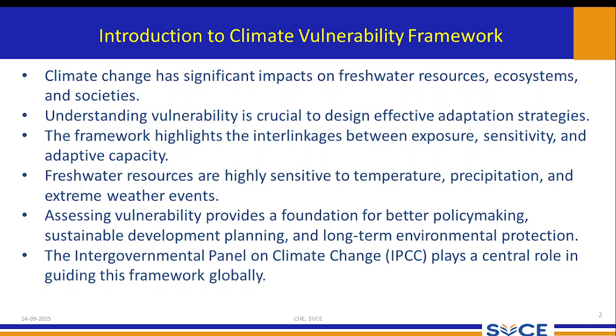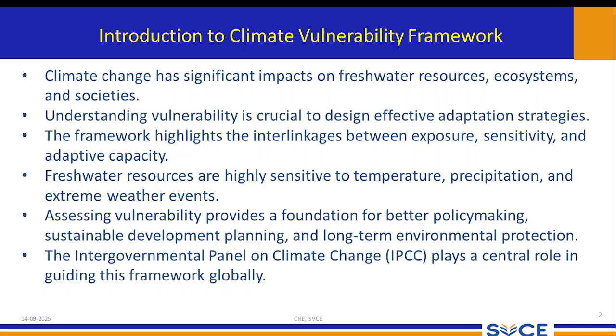So, this is the introduction part of the Climate Vulnerability Framework. Climate change has significant impact on freshwater resources, ecosystems, and societies. In the last class, we saw the important factors, that climate change has a tremendous impact, especially on freshwater resources and ecosystems. It relies on not only humans, but also other living beings like trees, birds, and aquatic life, and the societies. Society here means the humans and the interaction between them.